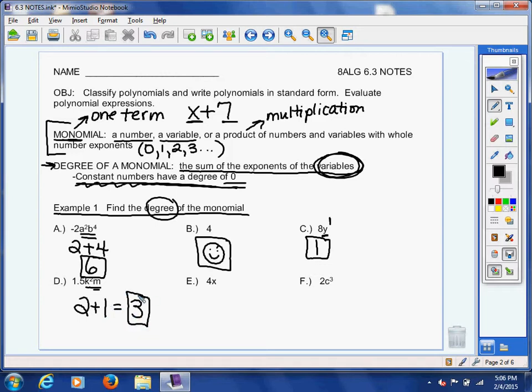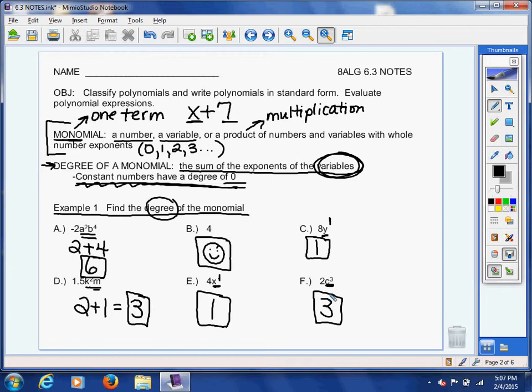Let's look at letter E, 4x. Focus in on the x. Remember, our degree is based on the variable, not on the constant number or the coefficient in front of it, just on the variable. What's the exponent on the x? It's an understood 1. So again, this has a degree of 1. And finally, let's look at F. We've got 2c to the 3rd power. Focus in on the variable. The variable has an exponent of 3, and that's the degree of that particular monomial.